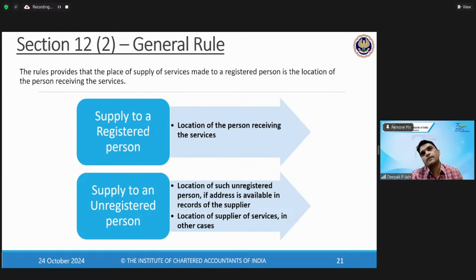Next example: a person from Bangalore goes to Kerala and has food there. Okay. And he comes back to Bangalore, but while coming back, he brings a parcel of some food. So what is the place of supply in that case?